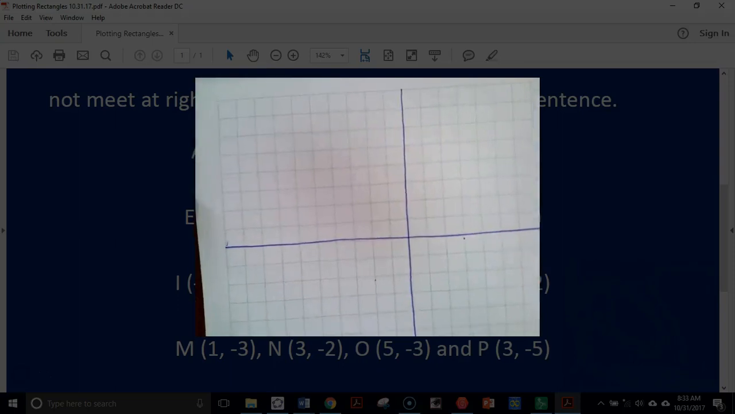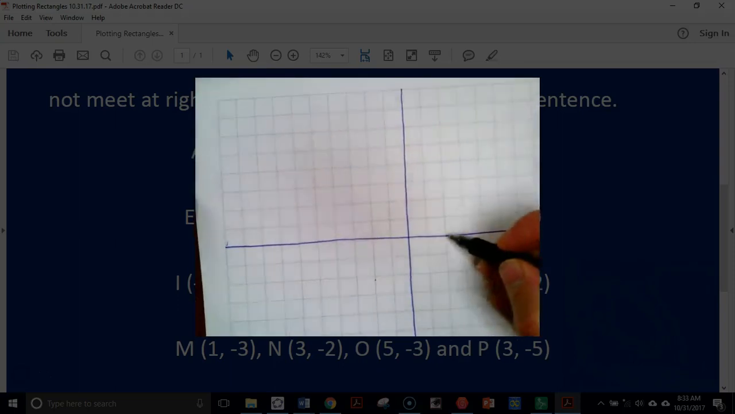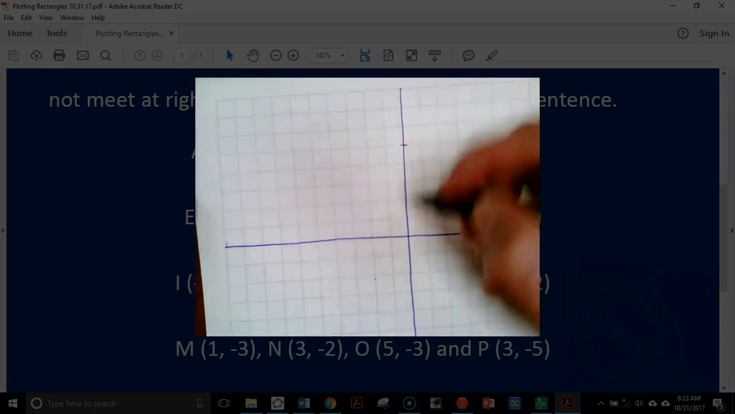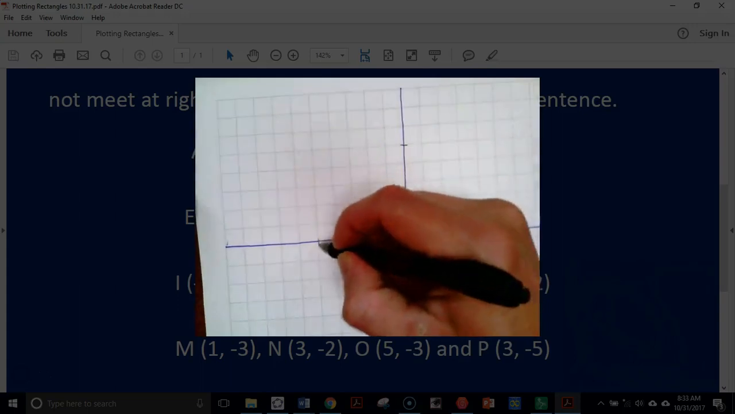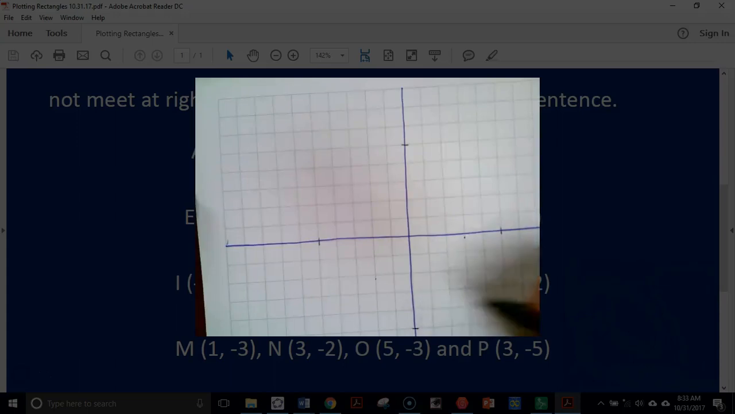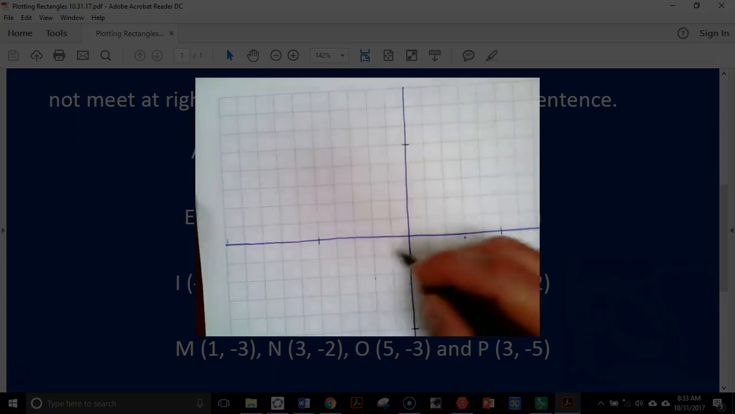Point A is the point 1, 0. I'm going to mark some things here. 1, 2, 3, 4, 5. I'm just going to kind of mark 1, 2, 3, 4, 5 on each axis. This will allow me to more quickly find points. Okay. So point A is the point 1, 0.